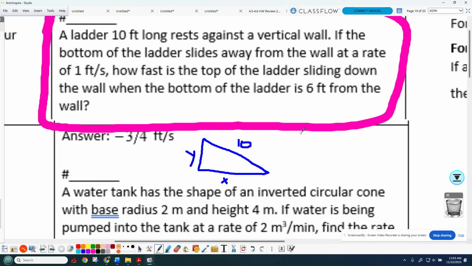So 1 foot per second, is that dx/dt, dy/dt, the ladder dt? dx/dt. Okay. And is it positive or negative? Positive, because that distance is getting longer. Okay.